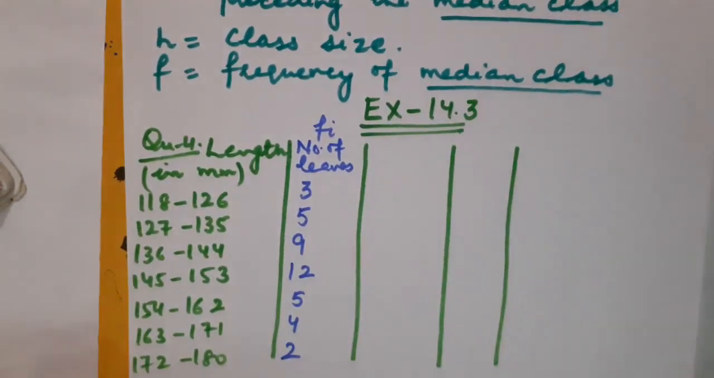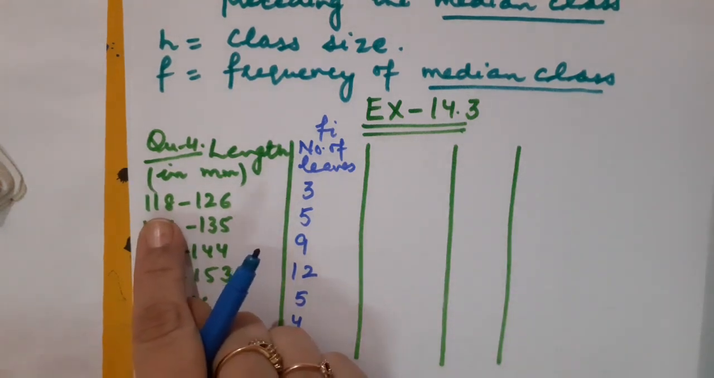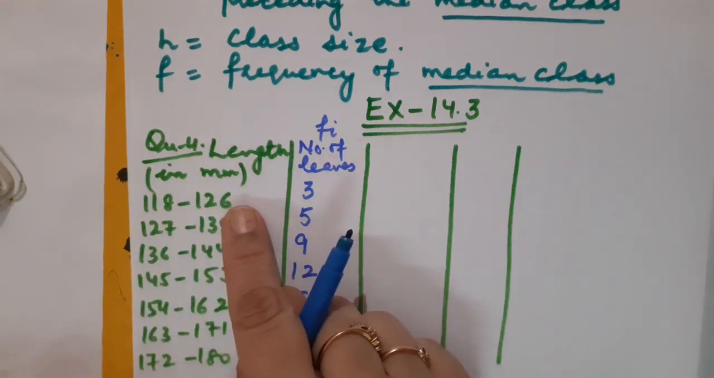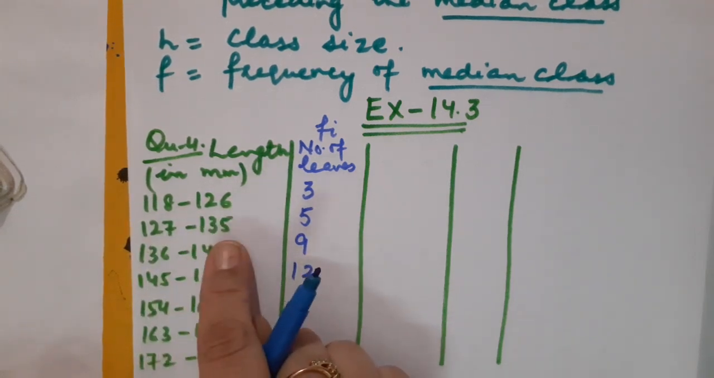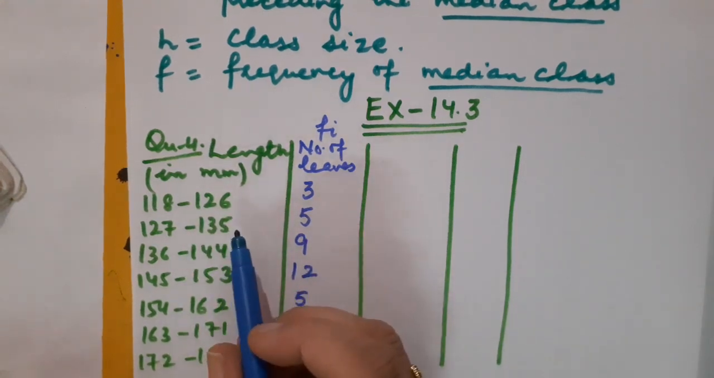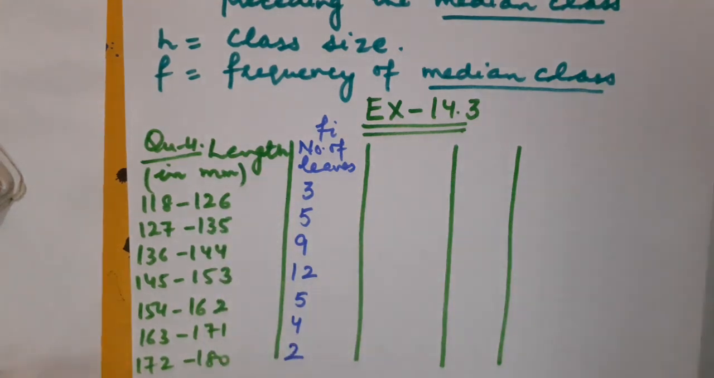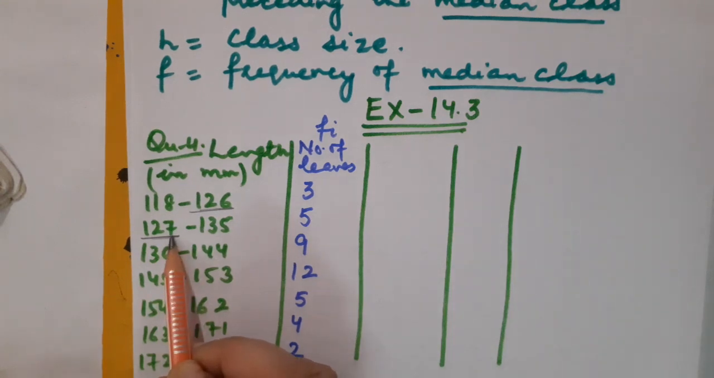Correct? Children, always keep one thing in your mind, that median can be calculated only in the case of continuous data. Here you can see that in the first class interval, the lower limit is 118, but the upper limit is 126. But if I talk about the next interval, the lower limit has become 127 and the upper limit is 135. So the data should be continuous, means whatever is the upper limit for the first interval, that should be the lower limit for the second interval also.